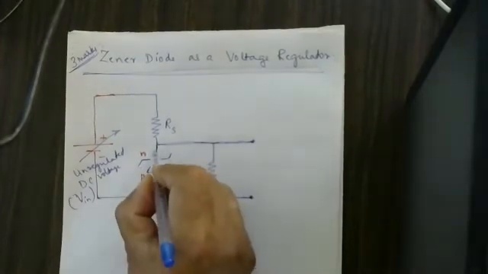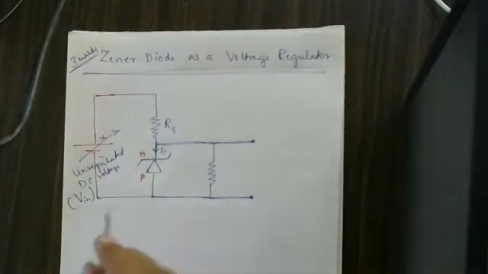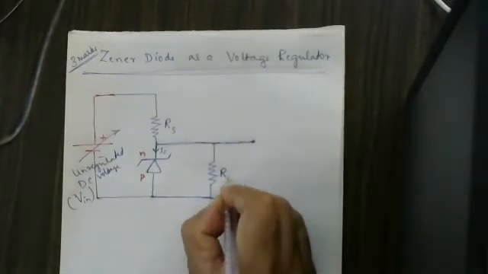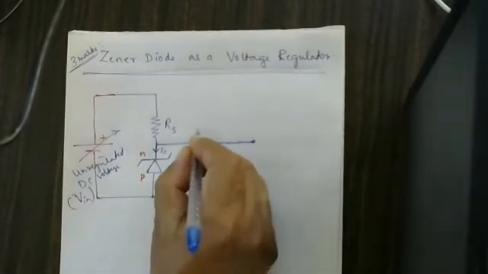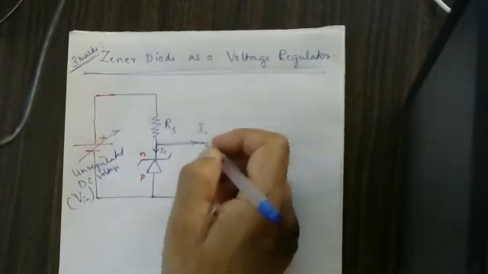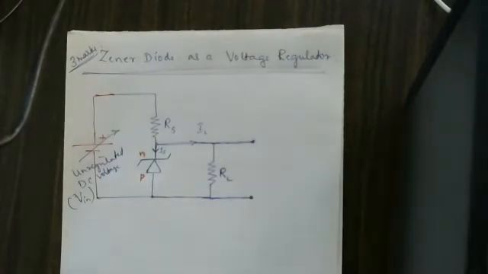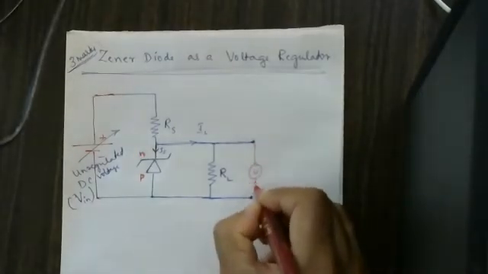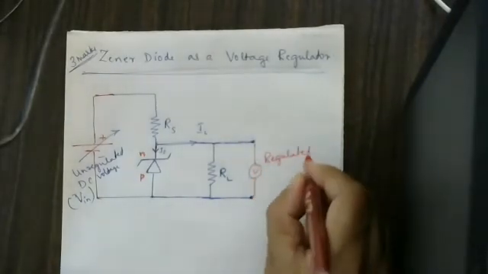Then whatever current is flowing here is taken as I suffix Z. This is I suffix Z, the IZ current. Here the load resistance is present. I told you already, a load resistance means a large resistance that we connect. The current flowing through here is called the load current, IL. Here you are going to get the regulated voltage. This is the regulated voltage. If you connect a voltmeter here, you are going to get the regulated voltage.